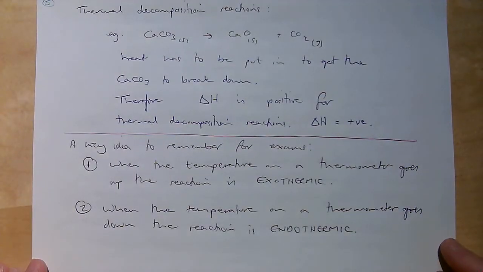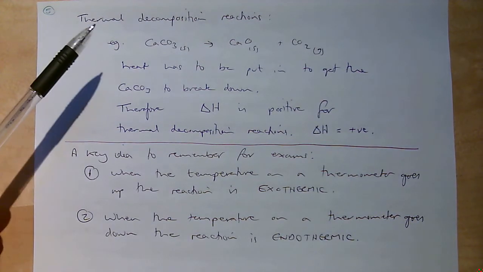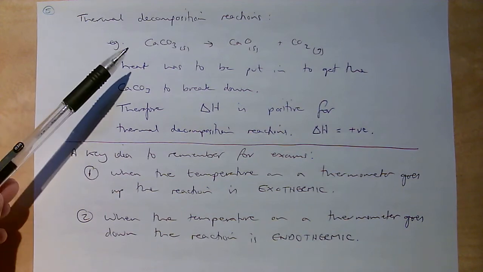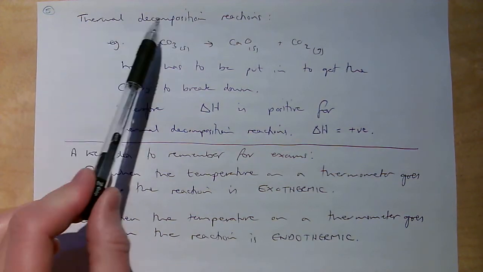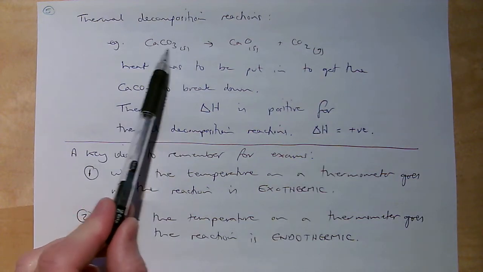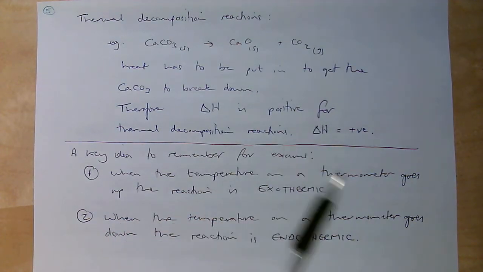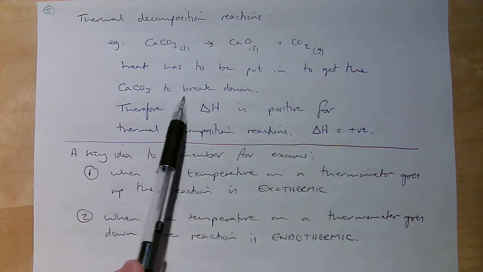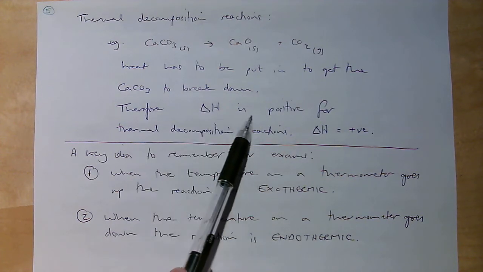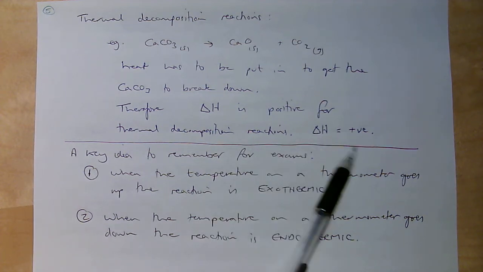Just a reminder of what thermal decomposition reactions are. A thermal decomposition reaction is where you use heat to break up a compound. So I've got to put in heat energy to make calcium carbonate break up into calcium oxide and carbon dioxide. Heat has to be put in to get the calcium carbonate to break down. Therefore, delta H is positive for thermal decomposition reactions.